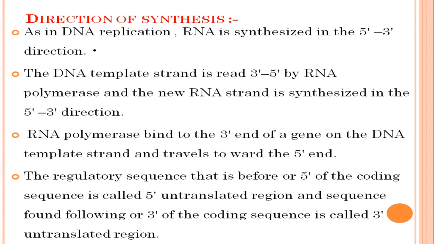Now, as you know, RNA synthesis is carried out in the 5' to 3' direction. The DNA template strand is read in the 3' to 5' direction by RNA polymerase, and the new RNA strand is synthesized in the 5' to 3' direction. There are regulatory sequences at the 5' region of the coding strand as well as at the 3' end of the coding strand. They are called the 5' untranslated region, and the sequence found following the 3' end of the coding sequence is called the 3' untranslated region. These play a significant role in the mechanism of transcription.